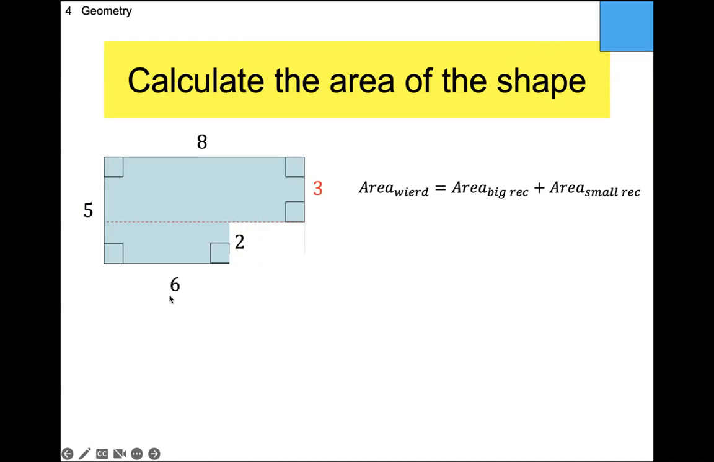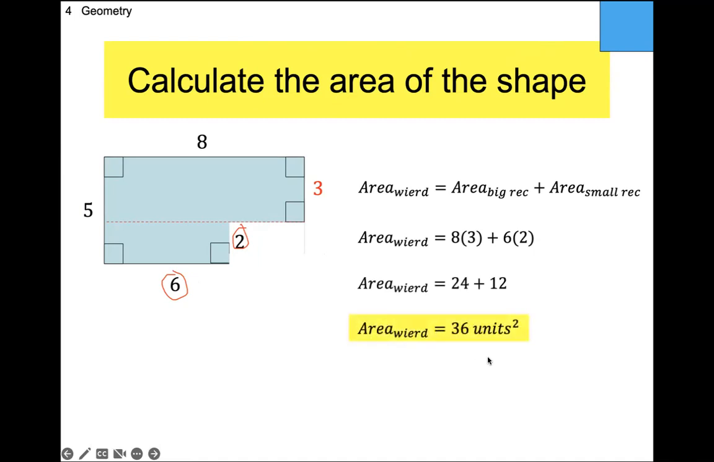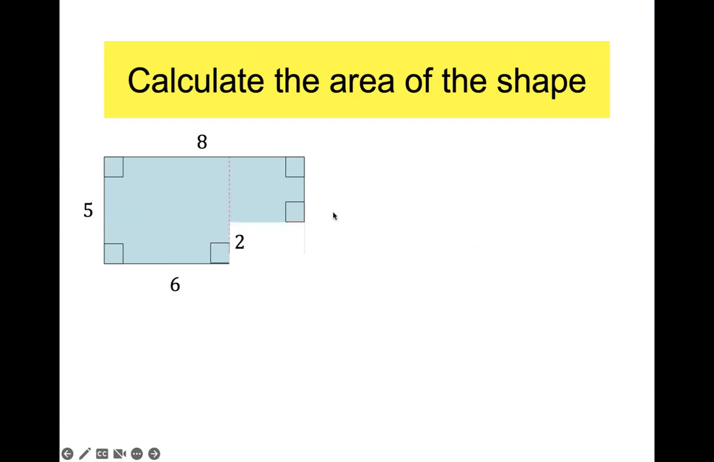What about the small rectangle? Well, the small rectangle is a bit more straightforward. The small rectangle has, this is 6 and this is 2. 6 times 2 is 12. So if we put all that together, 8 times 3 is the big rectangle, 24. The small one is 6 times 2, 12. 24 plus 12 is 36. And remember, we have to have units, so 36 square units. Okay? And that would work whether or not we drew the line there or we drew it straight up and down like that, right? We would get the same answer.